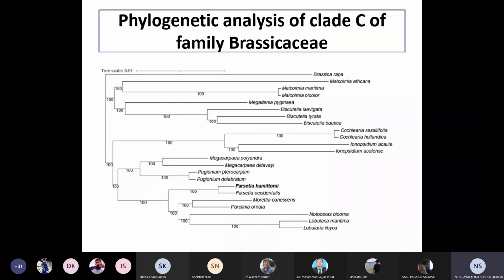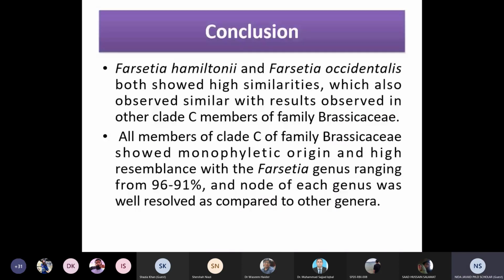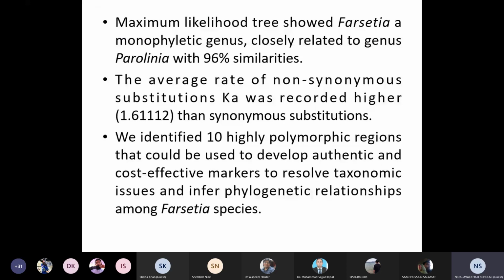Conclusion. Concluding remarks: Farsetia hamiltonii and Farsetia occidentalis both have similarities, which were also observed in other Clade C members of family Brassicaceae. All members of Clade C of family Brassicaceae showed monophyletic origin and high resemblance with the Farsetia genus, ranging from 96 to 91%, and the node of each genus was well resolved as compared to the other genera. The maximum likelihood tree shows Farsetia as a monophyletic genus closely related to the genus Parolinia with 96% similarity.